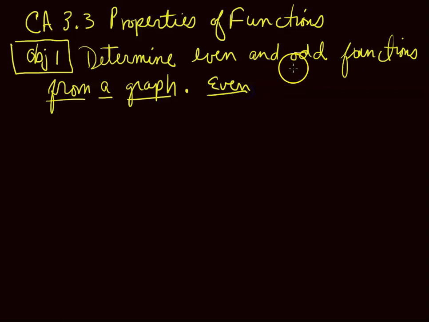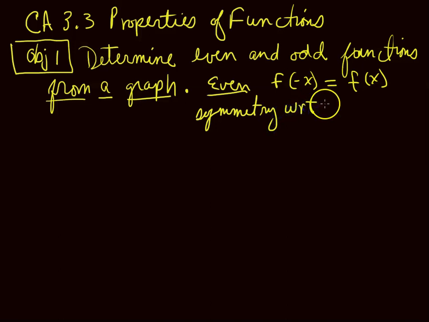An even function is when f of negative x equals f of x. In other words, it doesn't matter whether you put a number in or its opposite. You get the same function value, the same y. That leads us to the idea of symmetry with respect to the y-axis. So that's what an even function would be.